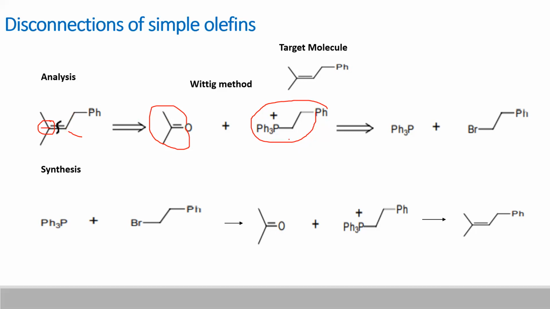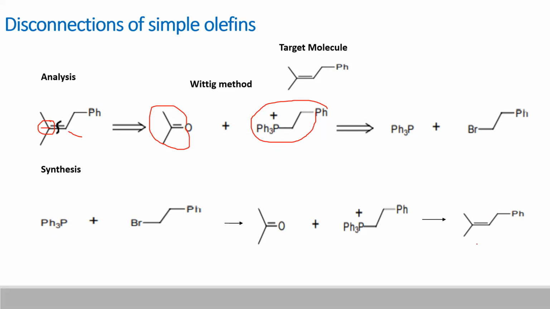the Wittig reagent. Now how do you get a Wittig reagent? Wittig reagent is obtained from alkyl halide plus triphenyl phosphine. So retro of this is alkyl halide and triphenyl phosphine. It gives you a Wittig reagent. Now in the synthesis, same triphenyl phosphine plus alkyl halide, then it gives you a Wittig reagent, and then you attack it on ketone, it gives you a double bond.